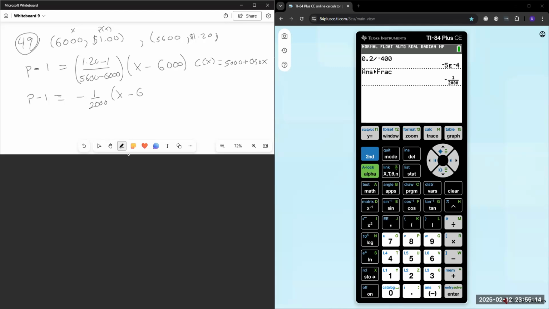Times X minus 6,000. So P is equal to negative X over 2,000 plus 3. I have plus 1, so P is equal to negative x over 2,000 plus 4, which makes my R of x equation equal to 4x minus x squared over 2,000. And then I have my cost function there. So revenue minus cost is going to give me profit.